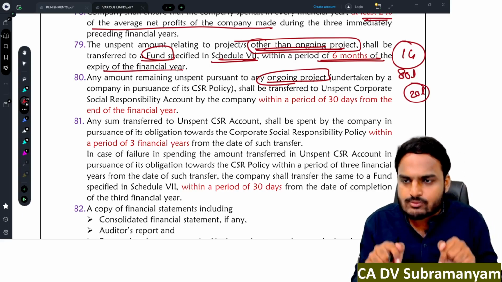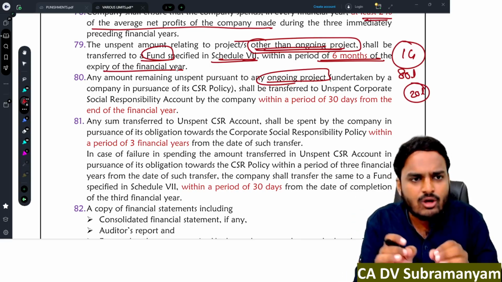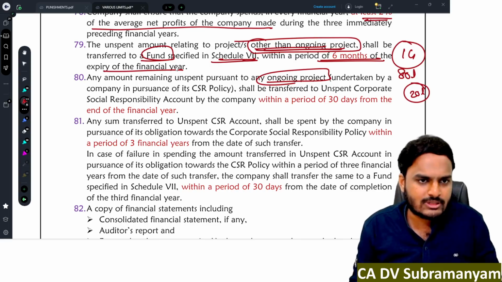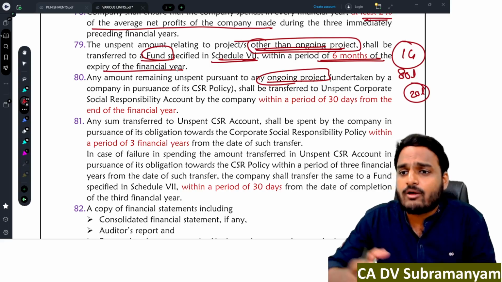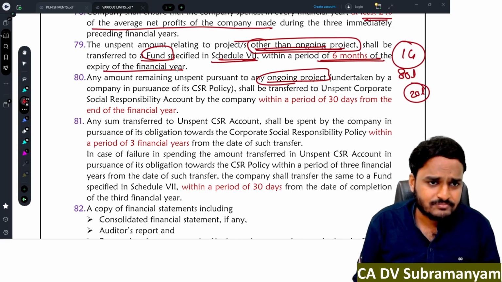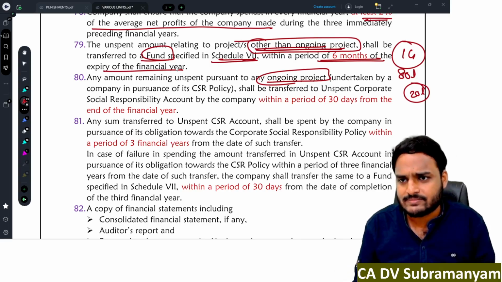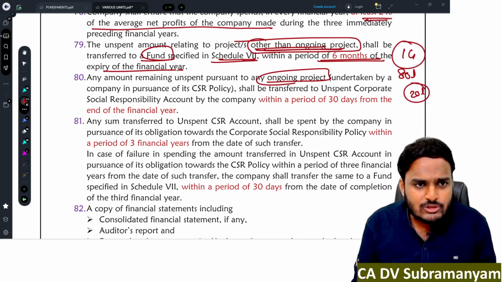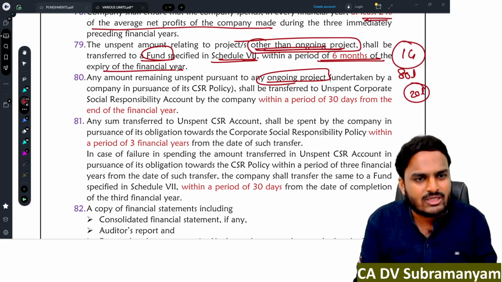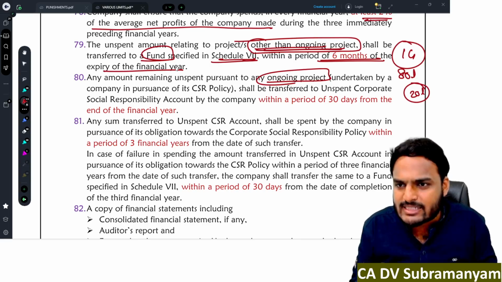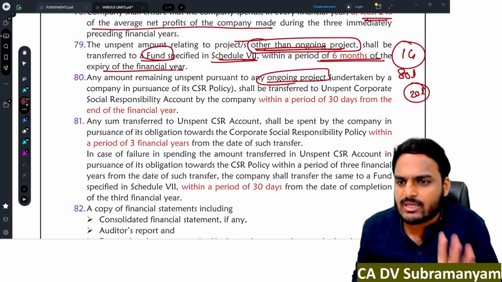In the current year, you are supposed to spend 1 crore rupees on CSR, but you spent only 80 lakhs, and you didn't select an ongoing project. An ongoing project is one on which you need to spend money over a period of more than 1 year, for example 3 years, 4 years, 5 years projects. Are you getting my point, students? So other than ongoing project means a 1 year project only, within 1 year only. In that case, any amount which you didn't spend, transfer that amount to a fund specified in Schedule 7 within a period of 6 months.